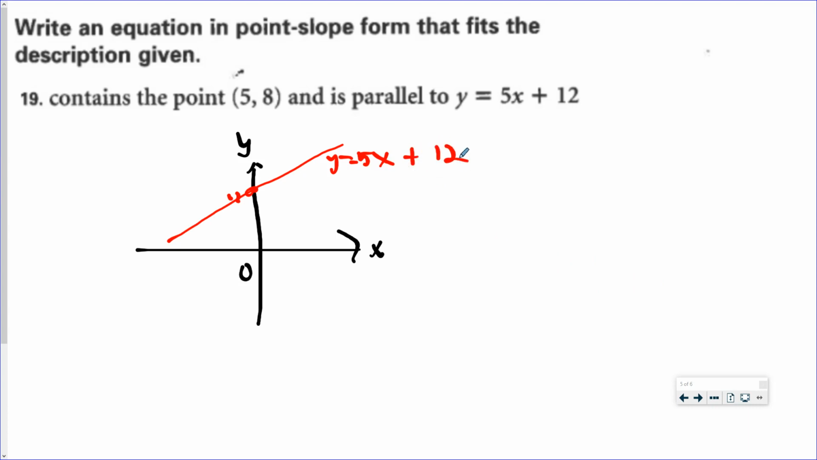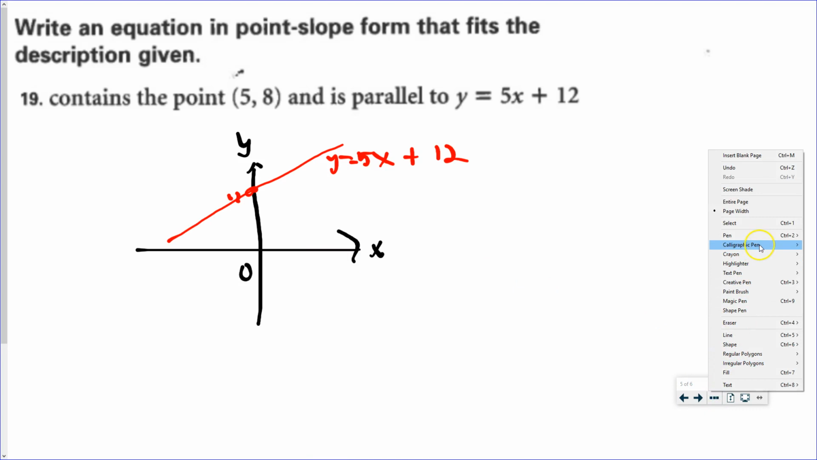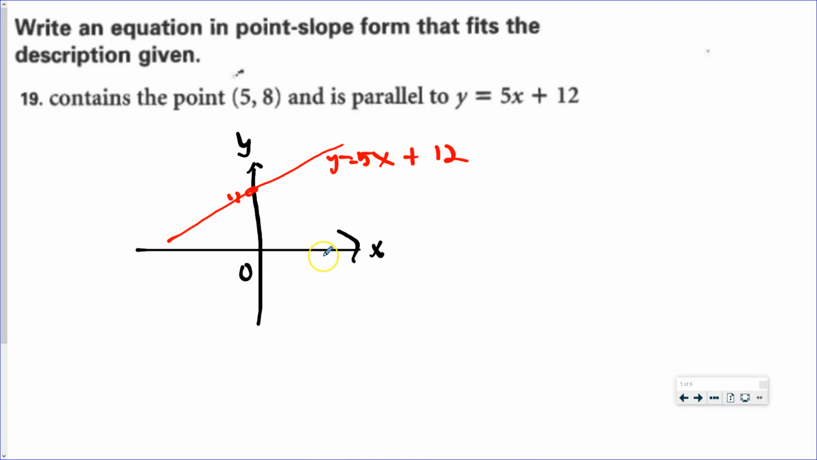So this is the red line. I have this y is equal to 5x plus 12. This is the line that was given to us. We want to find another line, okay? Write an equation in point slope form that fits the description given. That means I want to find another line that is covering 5x. I do not know where that is, so I'm just going to say 5x. Let's assume it's somewhere over here. So this is my 5x.